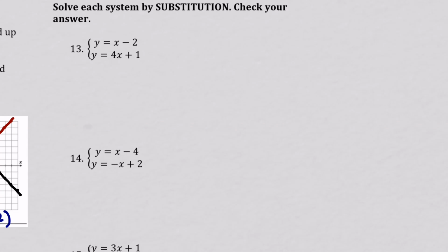Okay, let's continue with 13 and 14. It says solve each system by substitution. Check your answer. So let's start with number 13. I have a system of two equations, y equals x minus 2 and y equals 4x plus 1. When I'm going to solve by substitution, I always like to separate out the equations. So write them separate from each other. y equals x minus 2, and over here I'm going to write y equals 4x plus 1.